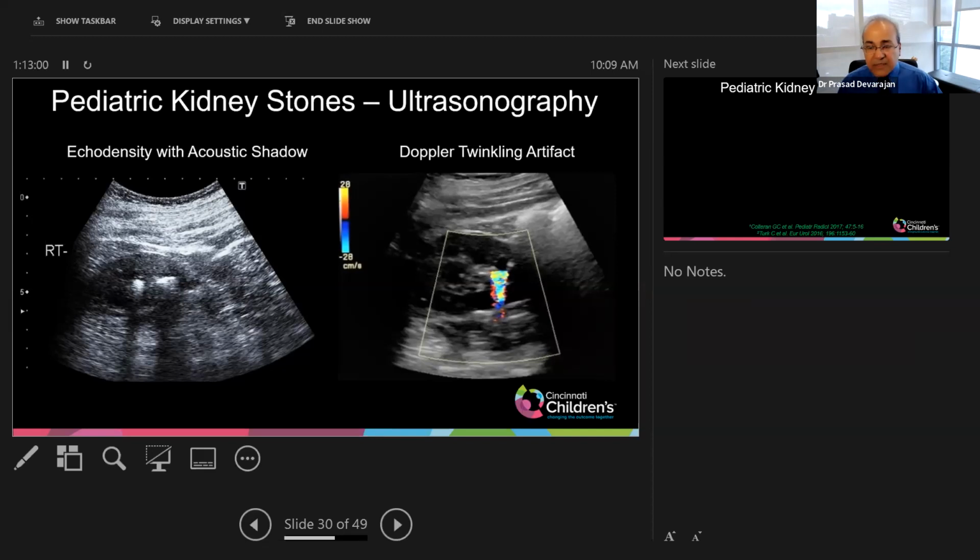And on the right-hand side, you can see what happens when we turn on the Doppler. We see this beautiful twinkling artifact. So there's the kidney stone, and there's the artifact below it with twinkling. And so the combination of acoustic shadow and twinkling artifact pretty much is 100% diagnosis of kidney stone by ultrasound.